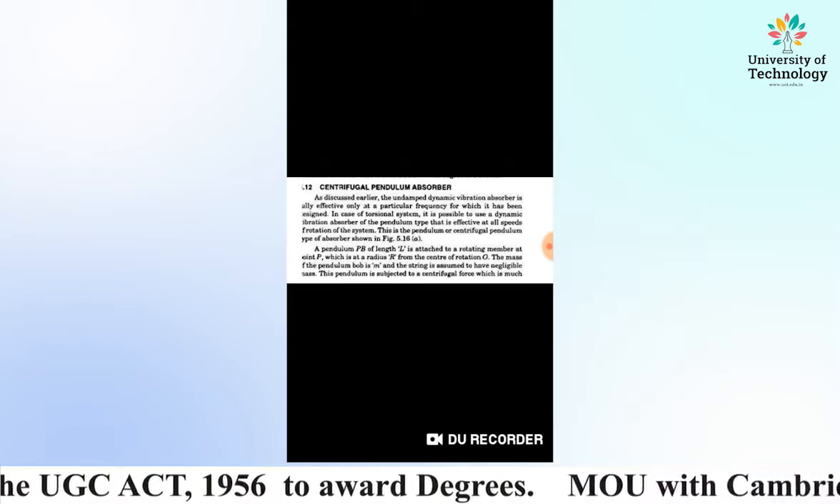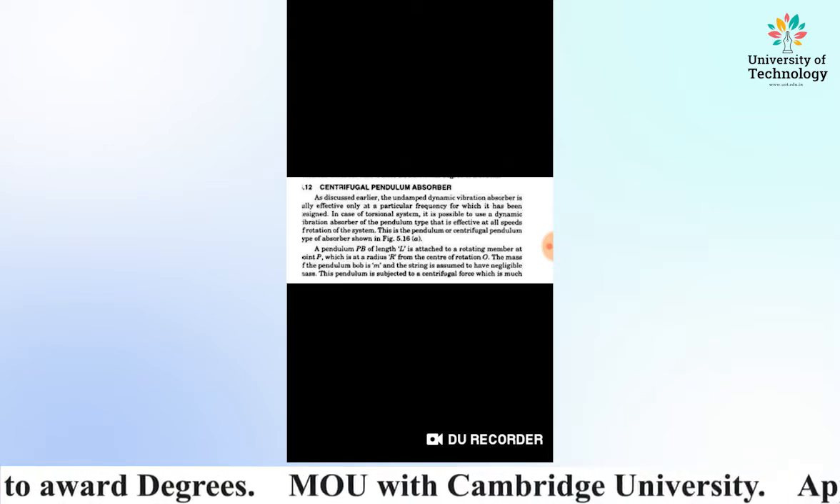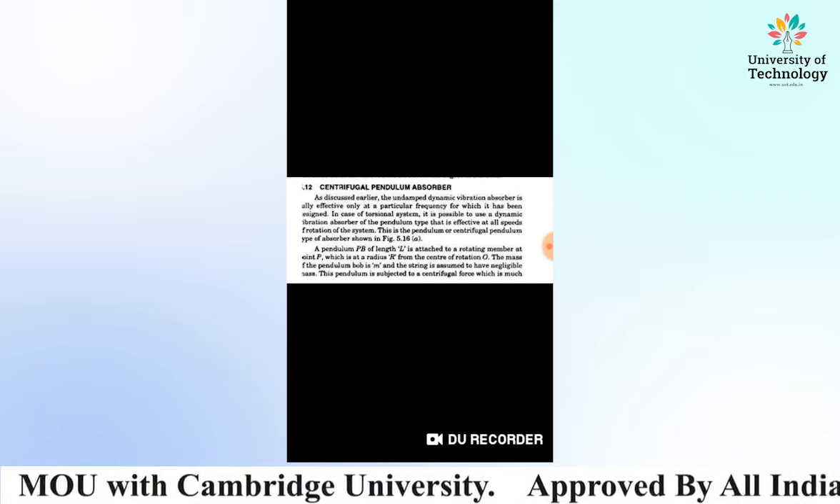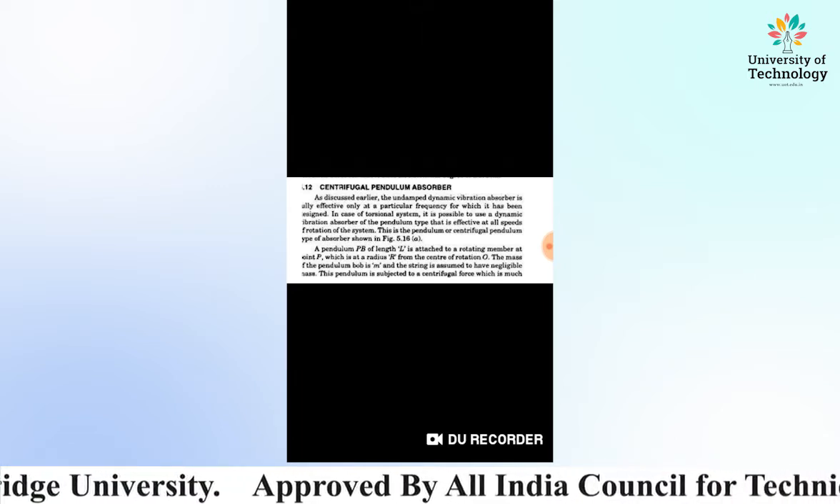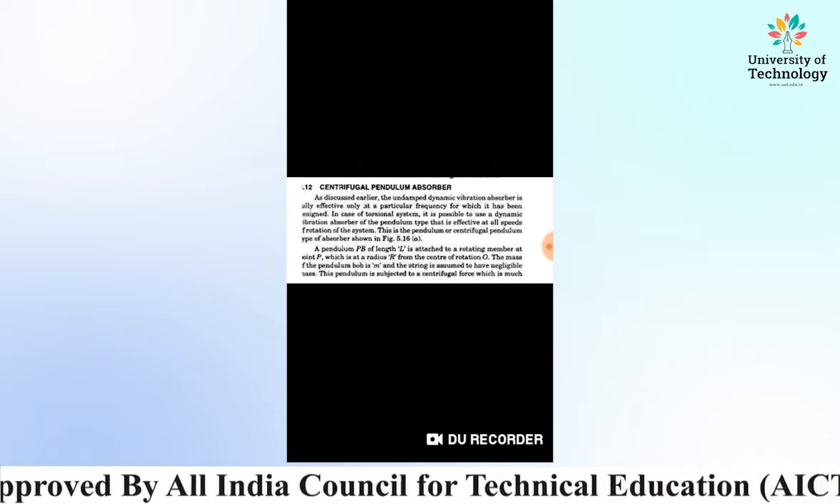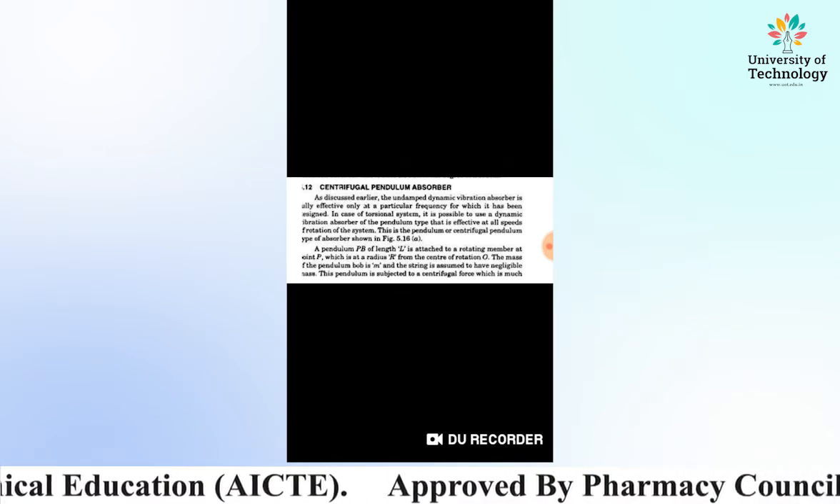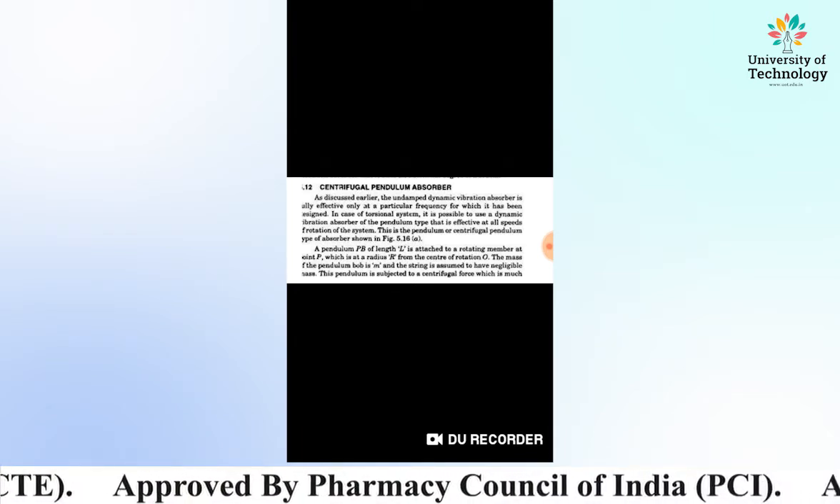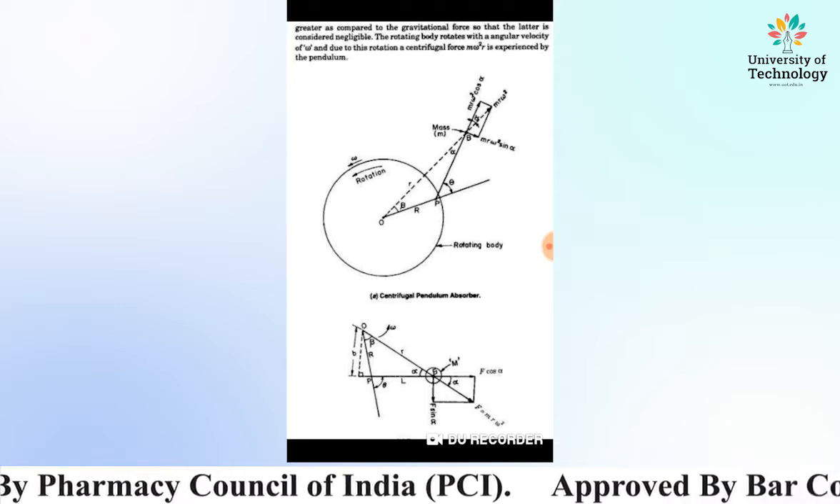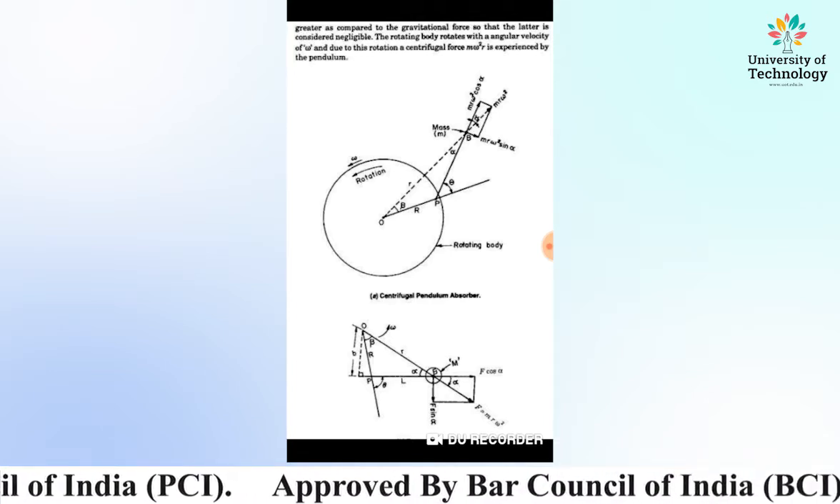In the torsional system, it is possible to use a dynamic vibration absorber of a pendulum type that is effective at all speeds of rotation of the system. This is the pendulum or centrifugal pendulum type absorber that is shown in the diagram.